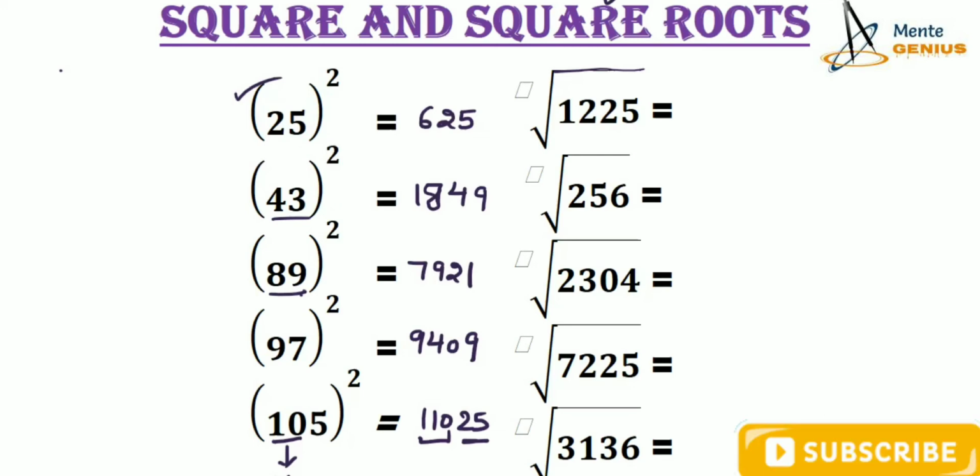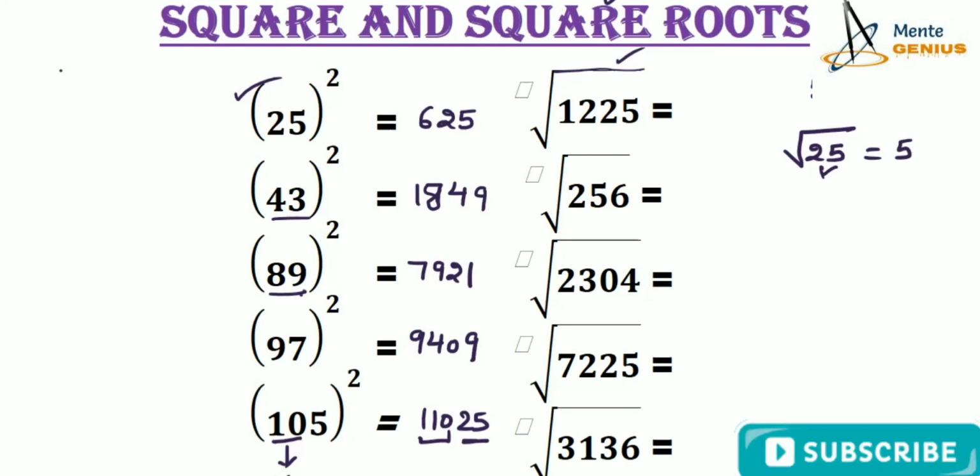Square root means, for example, the square of 5 is 25, then the square root of 25 will be 5. The square root is the number which tells you whose square is this number.